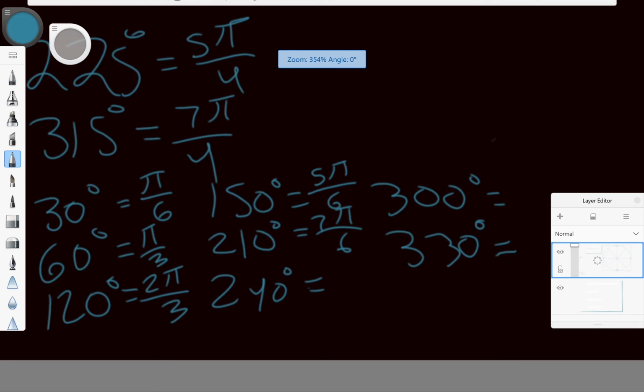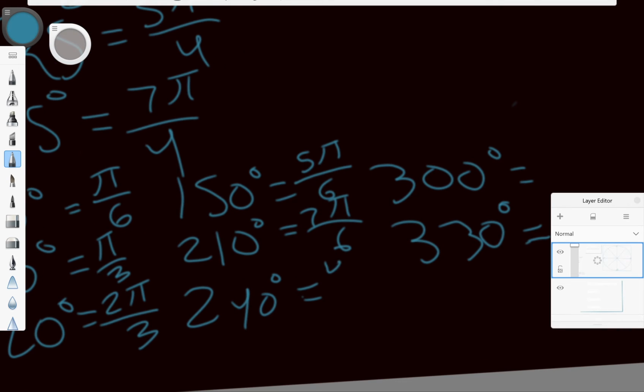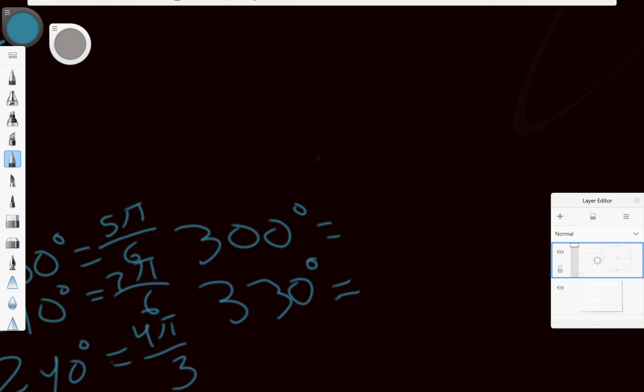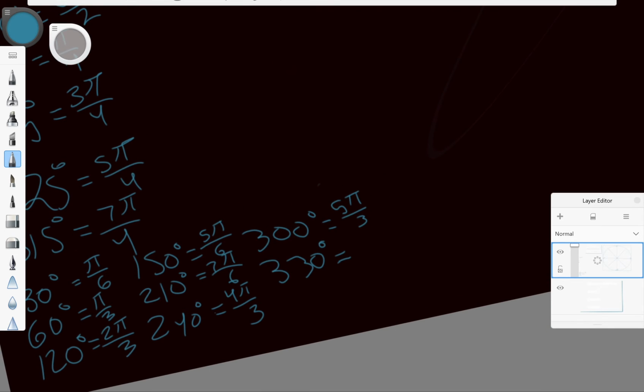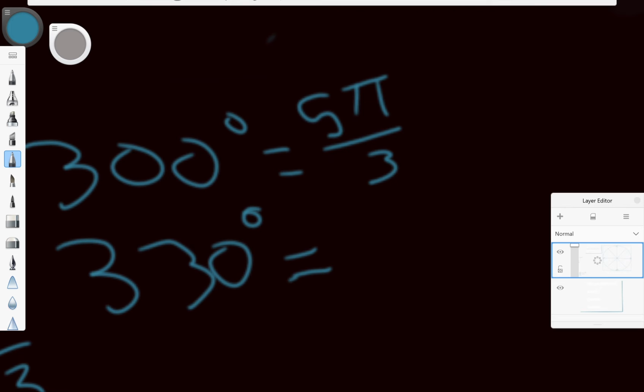240, you're multiplying 120 by 2, so 4 pi over 3. 300, you're multiplying 150 by 2. 10 pi over 6, so 5 pi over 3. 330, you are multiplying. Well, no, not multiplying. You're adding pi over 6 to 5 pi over 3, which gets you 11 pi over 6.